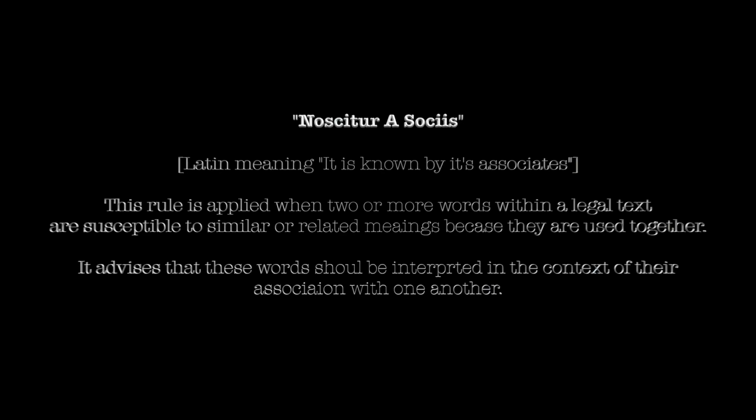Noscitur a sociis, Latin meaning it is known by its associates. Under this doctrine, the meaning of unclear words should be identified by reference to other words in the context of which they appear. This rule is applied when two or more words within a legal text are susceptible to similar or related meanings because they are used together. It advises that these words should be interpreted in the context of their association with one another.